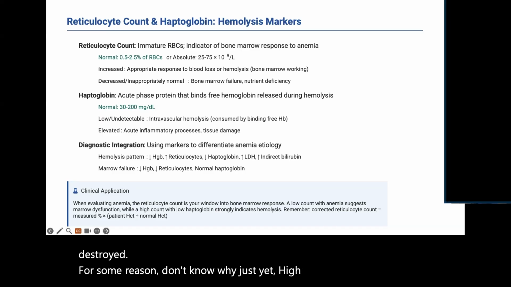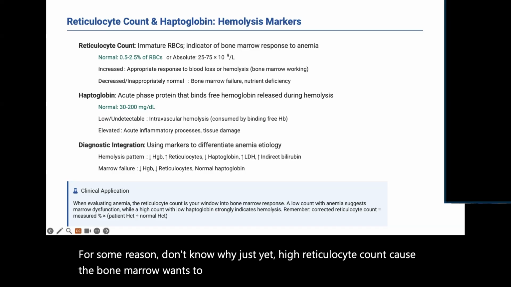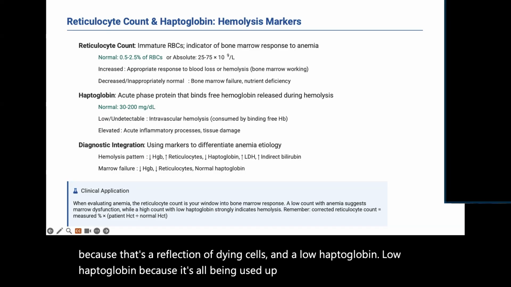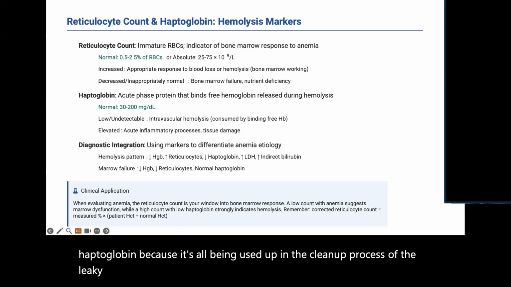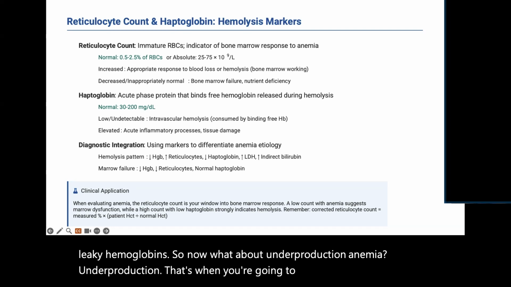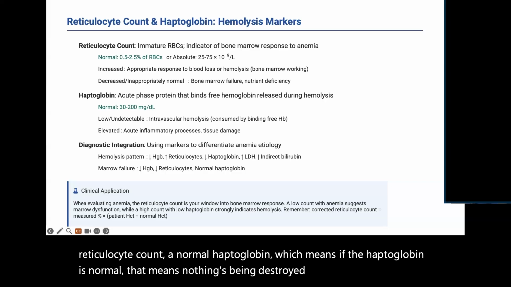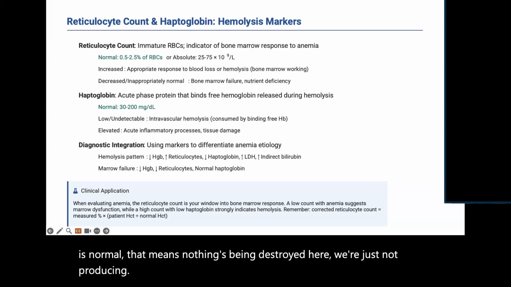High reticulocyte count because the bone marrow wants to compensate. High LDH, high indirect bilirubin because that's a reflection of dying cells, and a low haptoglobin. Low haptoglobin because it's all being used up in the cleanup process of the leaky hemoglobin. So now, what about underproduction anemia? Underproduction, that's when you're going to see things like a low reticulocyte count, a normal haptoglobin, which means if the haptoglobin is normal, that means nothing's being destroyed here. We're just not producing.